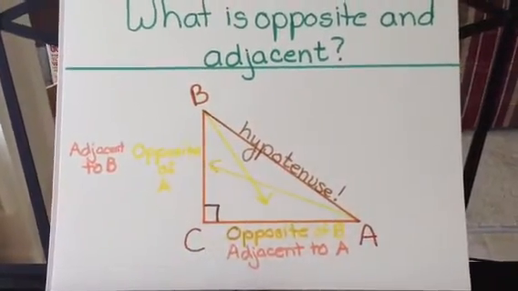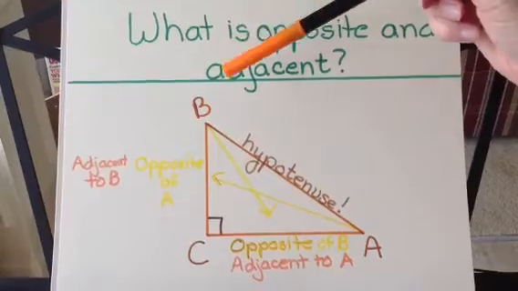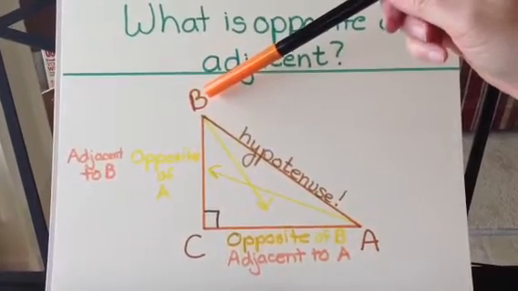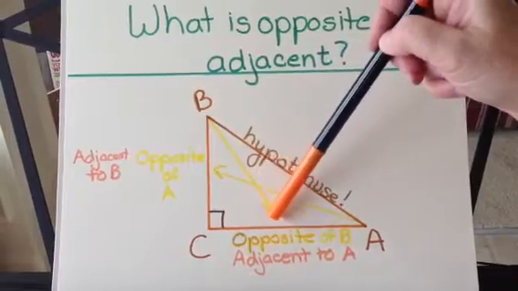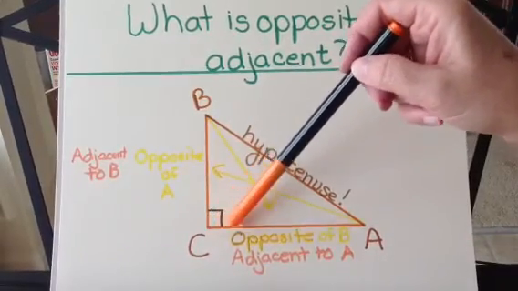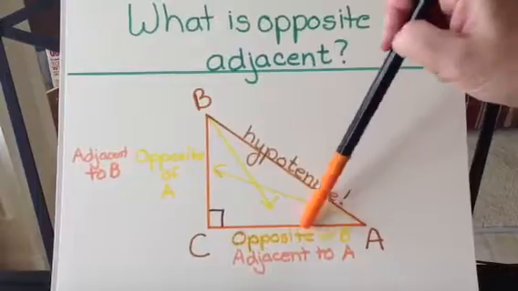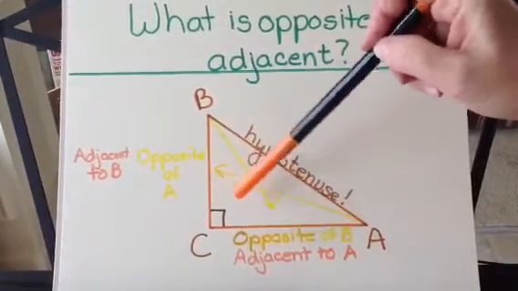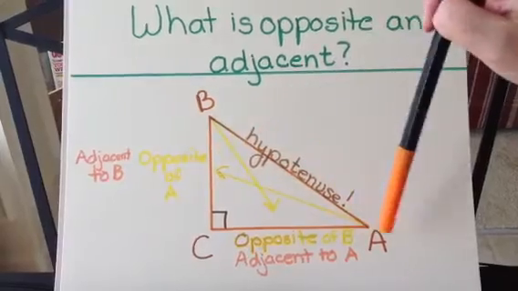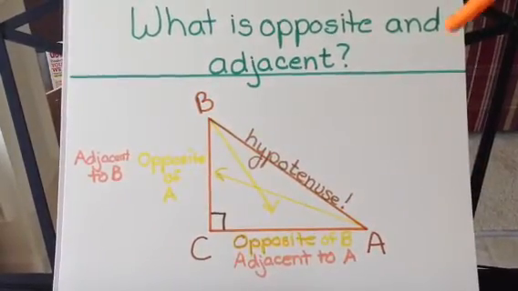But if I change my reference point and I want to talk about angle B, then the opposite side of angle B is the one across from angle B. So this is the opposite side of angle B. So each side could be an opposite side. It just depends on what angle we're talking about.